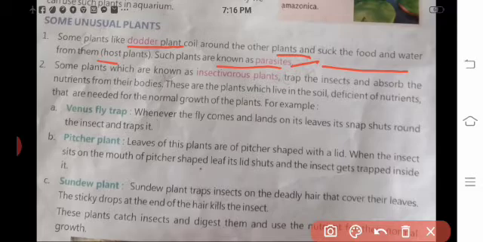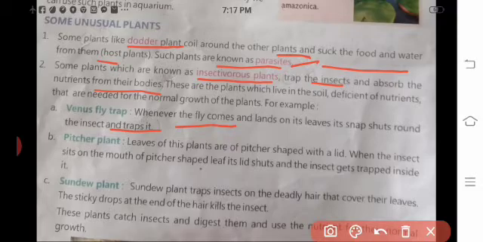Okay. Some plants are known as insectivorous plants. Insectivorous plants trap insects and absorb nutrients from their bodies. Next is the Venus flytrap. Whenever a fly comes and lands on its leaves, it snaps shut around the insect and traps it.